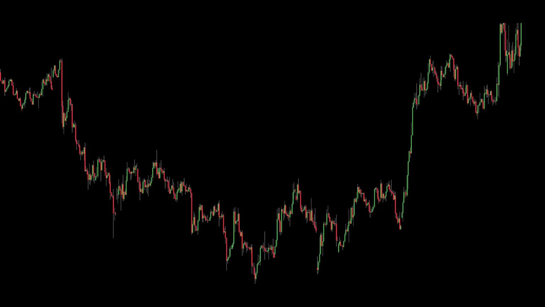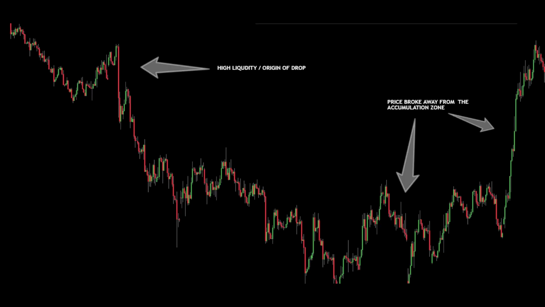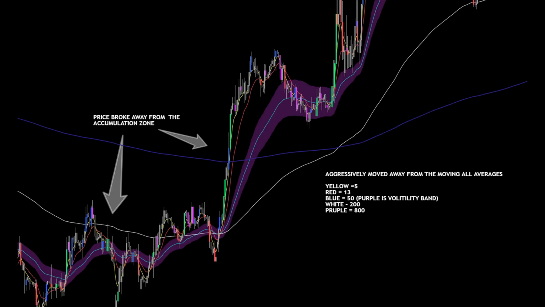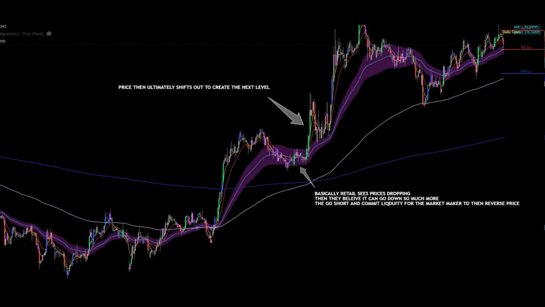Let's get into it. So let's start with the levels. Levels form when price breaks away from a specific area, often moving towards zones with high liquidity or shifting away from a moving average. In an upward move, a rise level, price tends to pull back towards moving averages. This retracement often tricks retail traders into thinking the move is over, so they enter short. What they don't realize is that they're adding liquidity for the market makers, who then push price higher again.